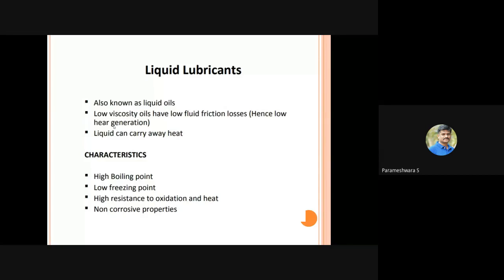One more advantage of this liquid lubricant is that in addition to lubrication, it also acts as a coolant. It takes away the heat from the machine components. Then the characteristics: high boiling point, low freezing point, high resistance to oxidation and heat, and non-corrosive properties. These are all the characteristics. Boiling point and freezing point, you know very well.